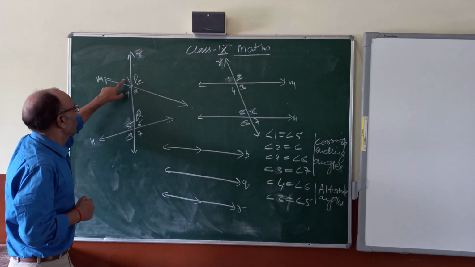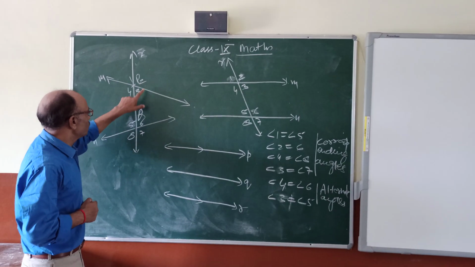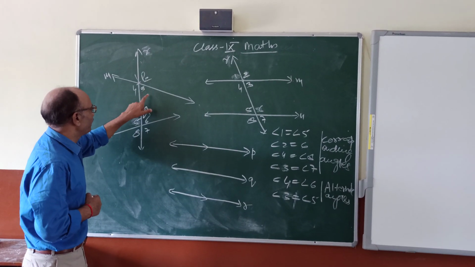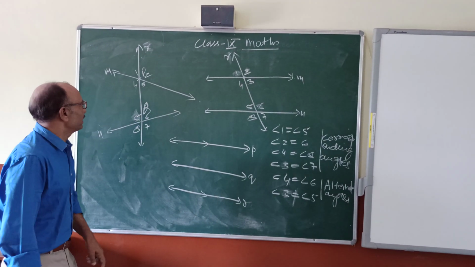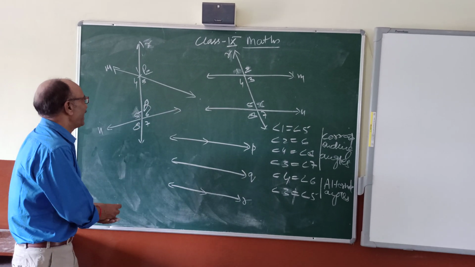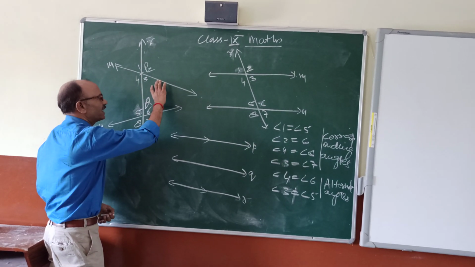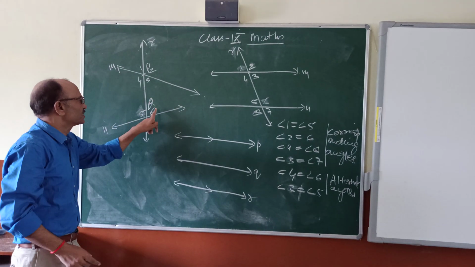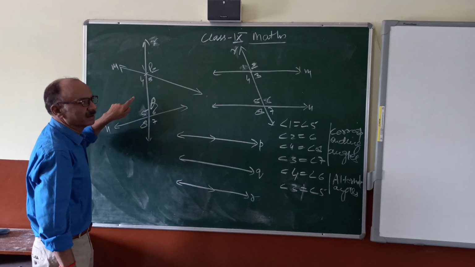Right? Now, angle 1 and 5 are corresponding, 2 and 6 are corresponding, 4 and 8 are corresponding, and 3 and 7 are corresponding angles. 4 and 6 are alternate angles, 3 and 5 are alternate angles, and on the same side of the transversal, the angles which are inside are called co-interior angles. So 3 and 6 are co-interior angles and 5 and 4 are co-interior angles.